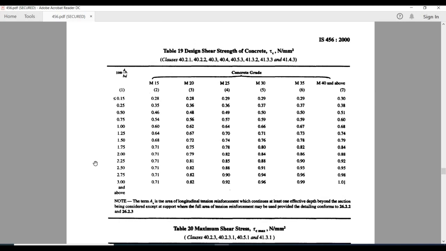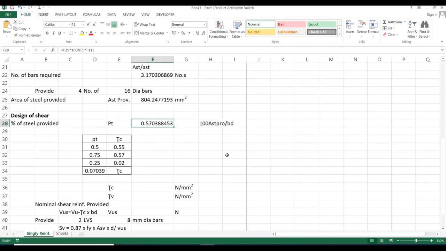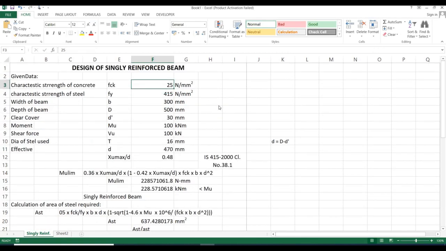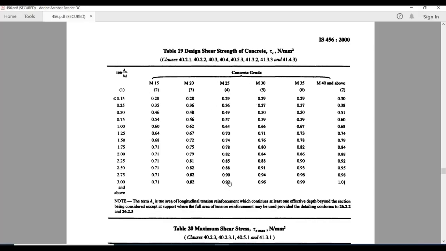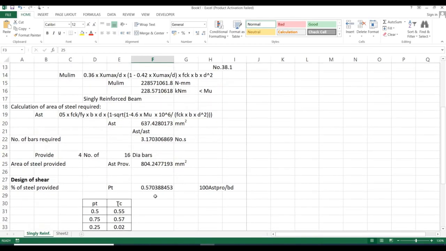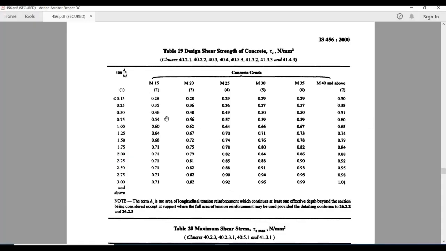So these are the percentage of steel, and these are the values for different grades of concrete, tau c, right? So for our grade of concrete, it is 25. In that case I have to look at the 25 column, and I have got the PT as 0.57. So my PT is within 0.5 to 0.75.